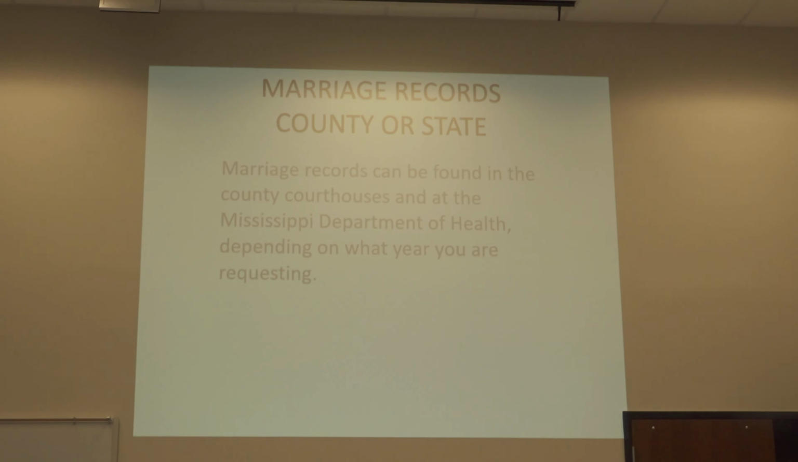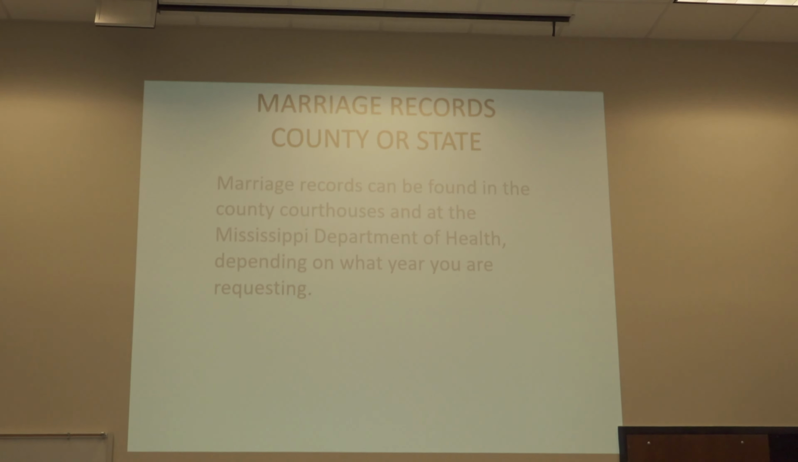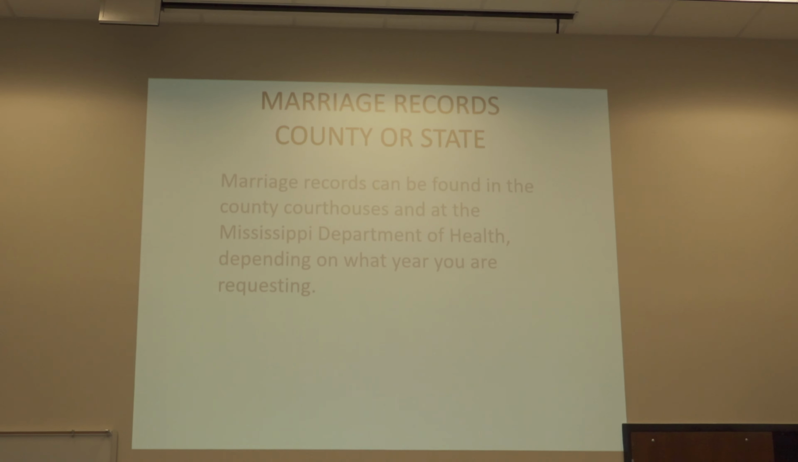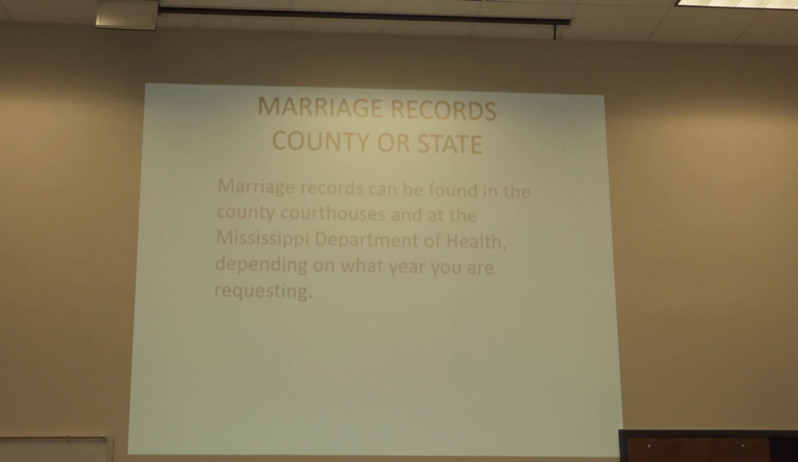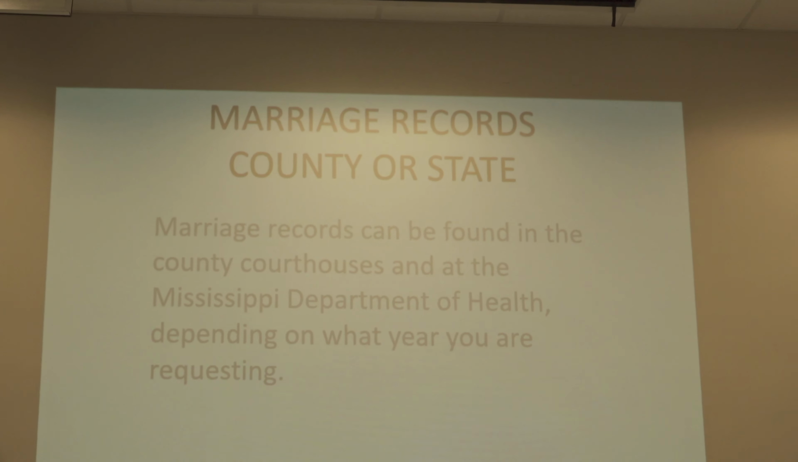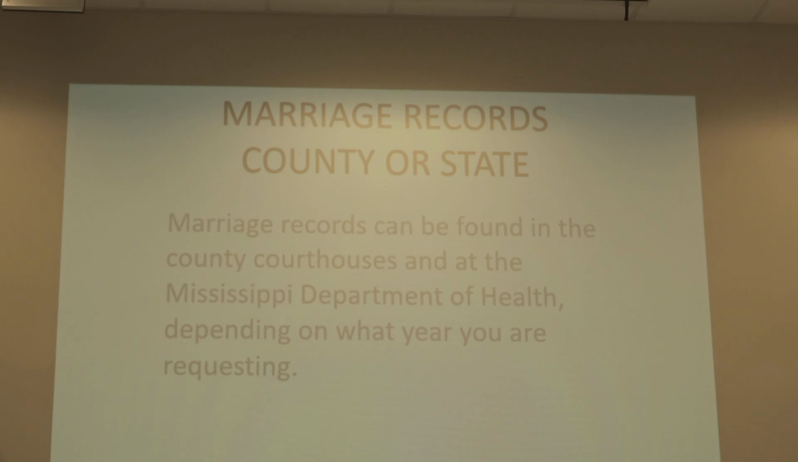Let's talk about marriage records. Now, I thought we had more county records, but let's talk about marriage records. Marriage records can be found in the county courthouse and at the Department of Health, depending on the year you're looking for. Okay? It is a state record. Now, because the Department of Health was not formed till November 1912. So that's when you first get your birth and death records, November 1912.